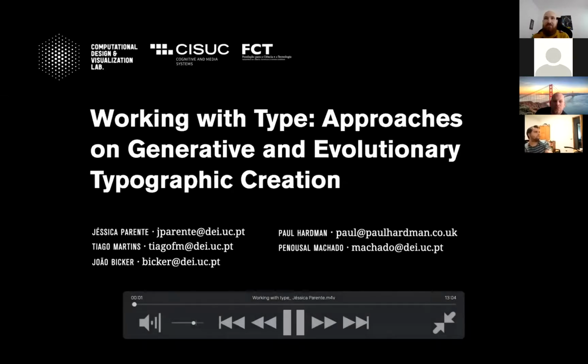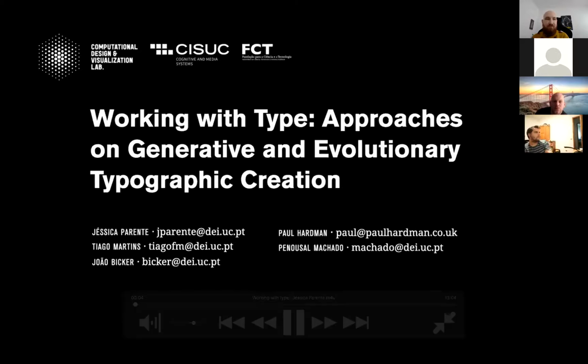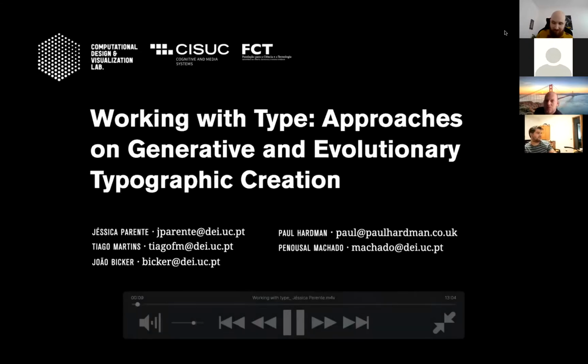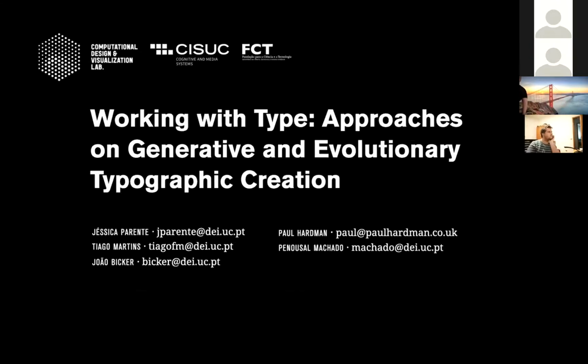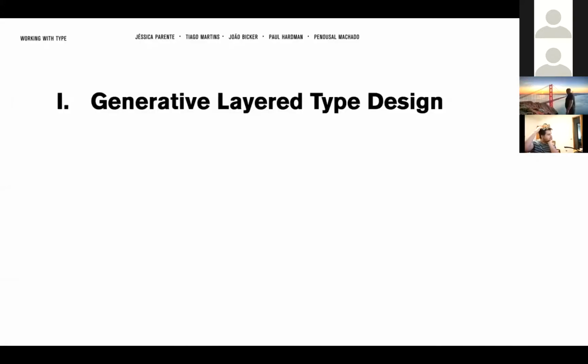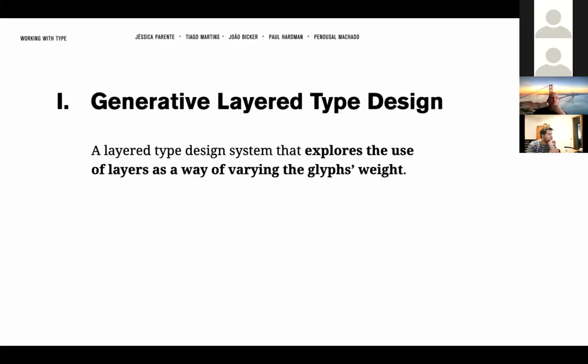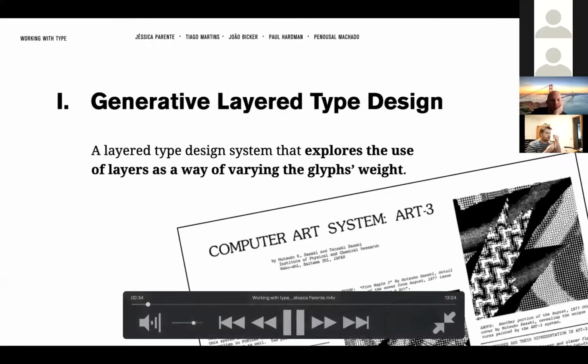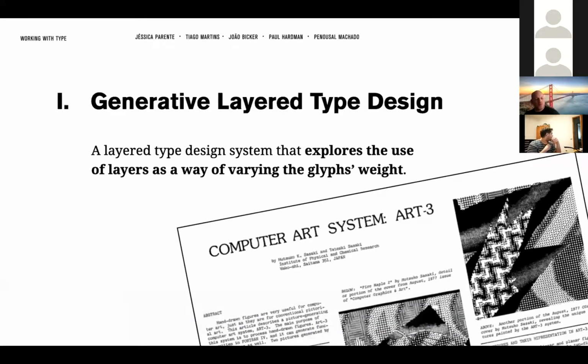Yep. I'm Jéssica, and I'm a PhD student at the University of Coimbra in Portugal. In this presentation, I will talk about some experiments on generative and evolutionary typographic creation. The first experiment is called generative layer type design and explores the use of layers as a way of varying glyphs' weight. It was inspired by an article in the Computer Graphics and Art magazine that explained a method to create textures through the application of layers to drawings previously made.